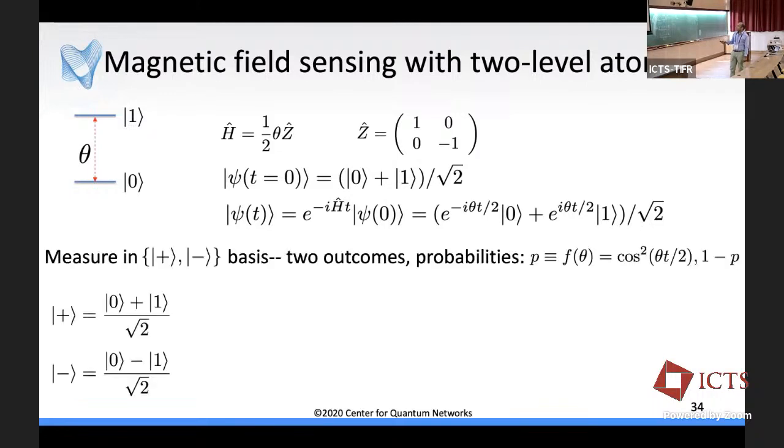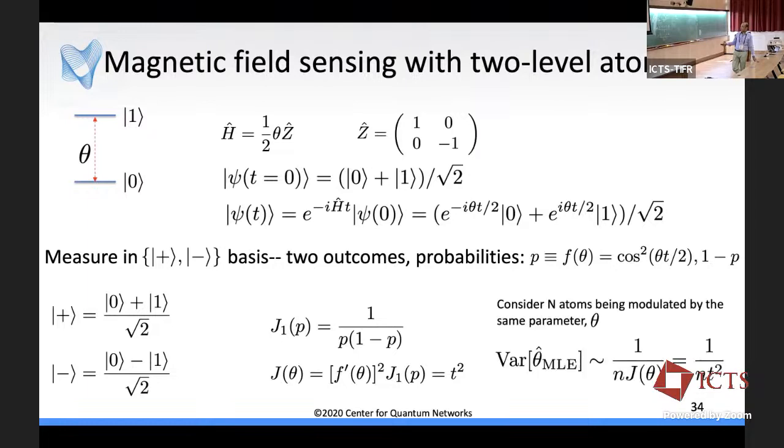What you can do is take the state and make a measurement in this 45 degree rotated basis, and you will get a Bernoulli outcome again. P or 1 - P, these two probabilities will be the plus outcome or the minus outcome. It's very easy to calculate. You take the plus state's inner product with psi of t, magnitude squared, and you will get this formula; for the minus state you will get sine squared (theta t/2). So we know that the Fisher information is given by that formula again, 1/(P(1 - P)). Apply the Jacobian again, and your J of theta will come to t squared.